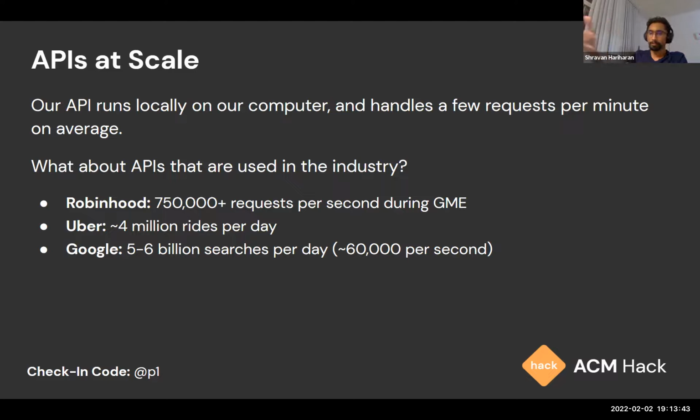Because right now, our computer is running our APIs. So if we get this type of load, our computer would immediately crash because the hardware is just not good enough to handle this much load.